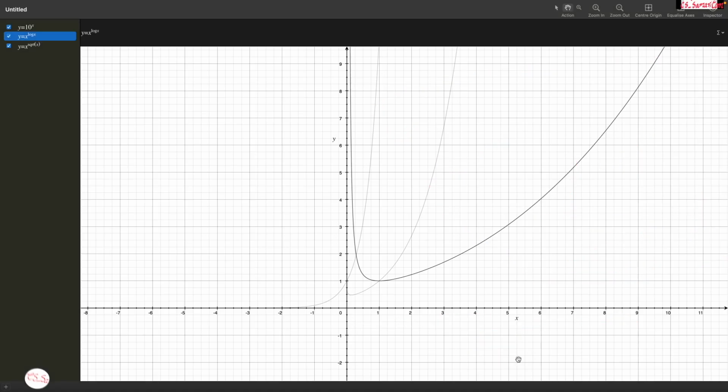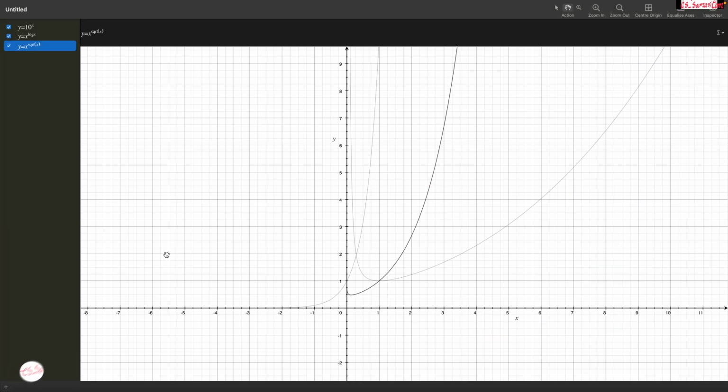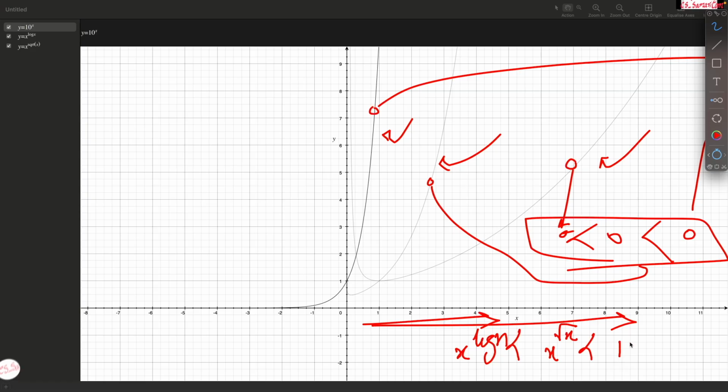After that, which function? Which one is this function? Let's see. This one is the first one. This one is the middle one, right? So after that, x raised to the power of square root of x, okay, and the first one is the highest growing function, and that is 10 raised to the power of x. So this is the kind of expression that we get.